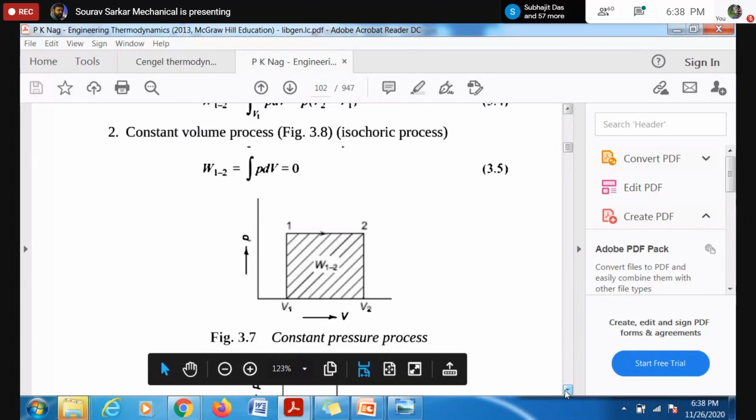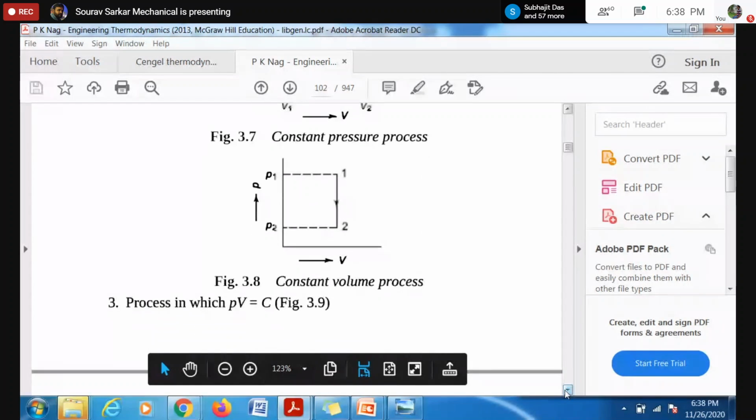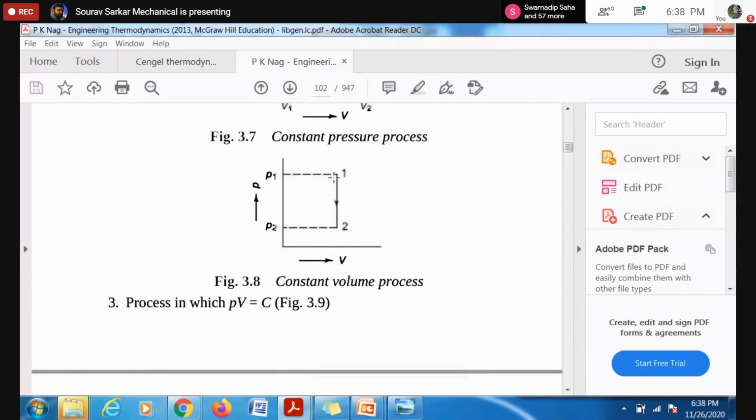If I show you another example, this is the example of an isochoric process. You are at the point 1 with a pressure P1. You are moving from the point 1 to the point 2. During this process, your volume remains constant. So basically it is following the same vertical line.